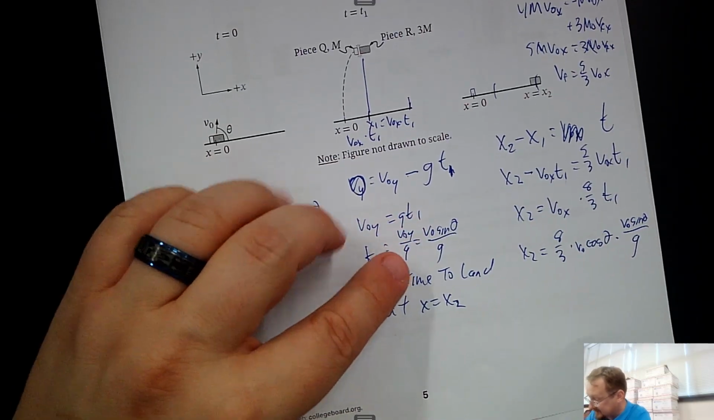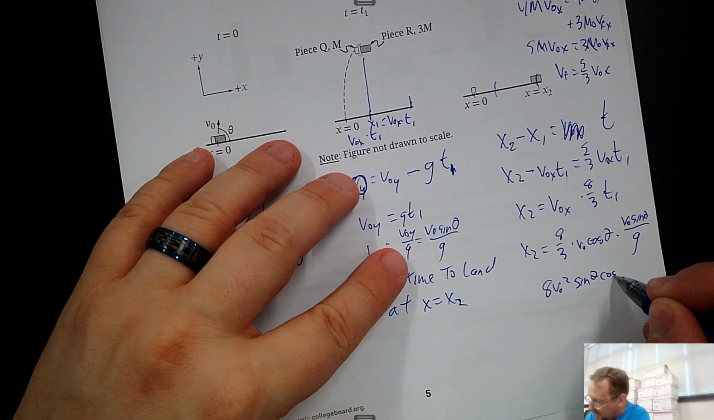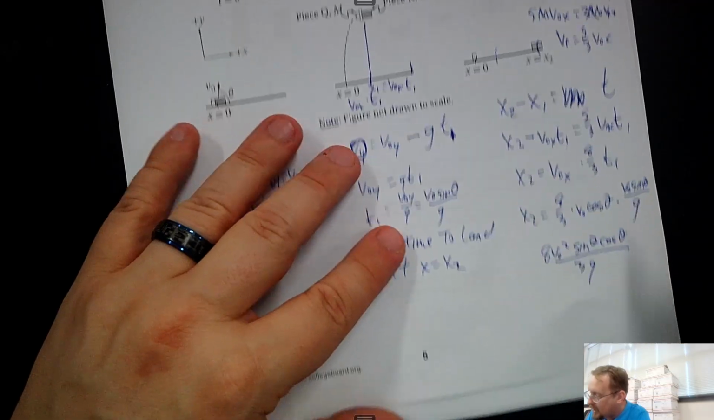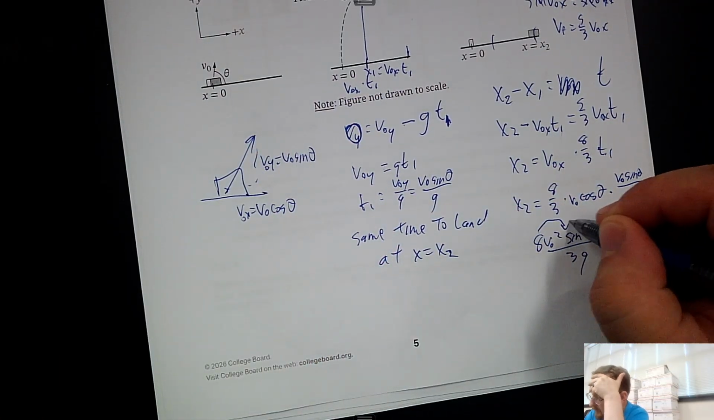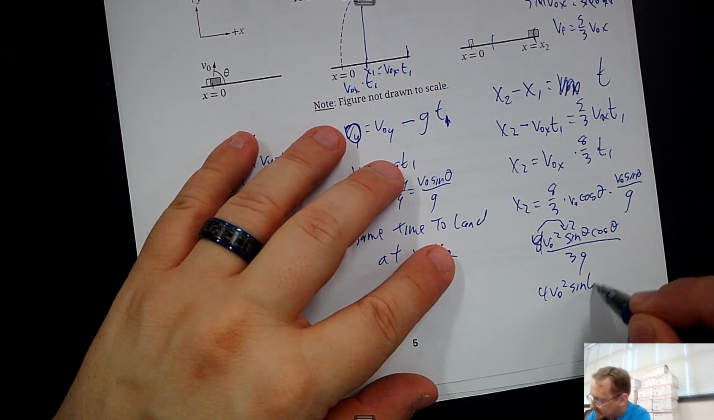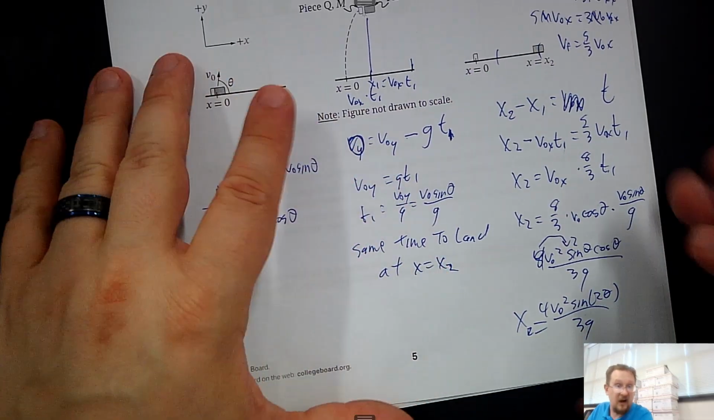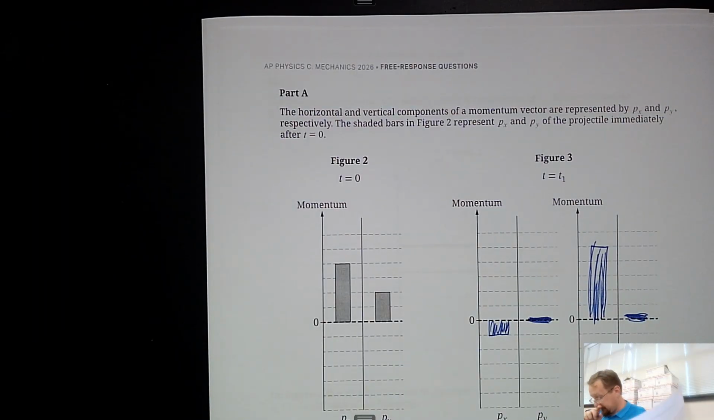So then you can say 8 V naught squared sine theta cosine theta over 3G. Or if you want to take a factor of 2 over here and make it 4, then it would be 4 V naught squared sine 2 theta over 3G. Okay, sheesh. They don't mess around in AP Physics C mechanics.